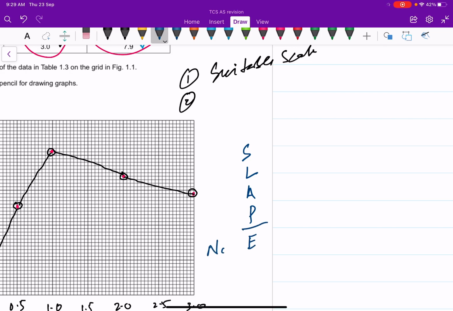No extrapolations. What are extrapolations? We'll discuss in some other lesson.